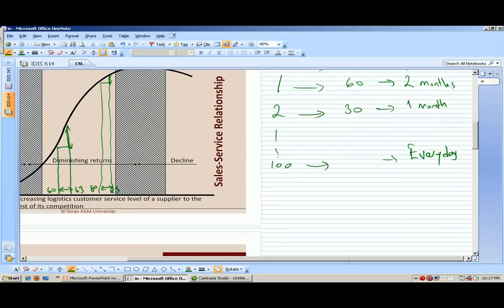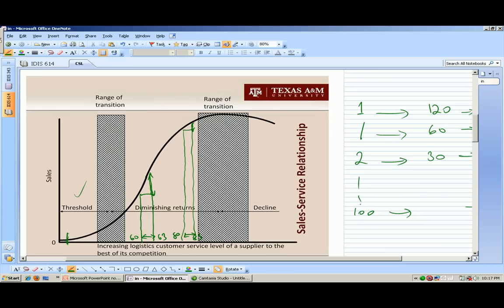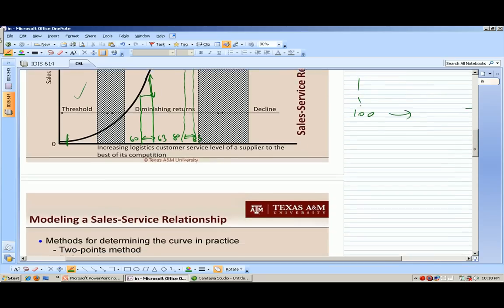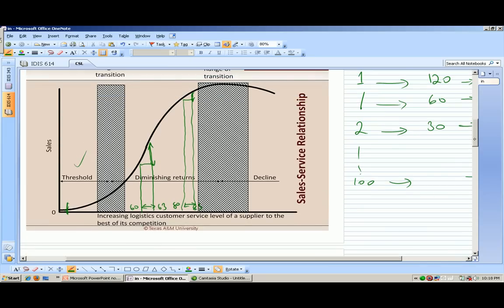Okay, so if I go to this relationship graph, the question is, what is this graph in real life? Unfortunately, it is impossible or practically impossible to come up with this actual graph, so we need to come up with some ideas. Okay, there are a couple of ways of coming up with this sales customer service level relationship. One thing I need to mention is that in this graph we are looking at the diminishing return area, because this is the place I get most of the sales. I'm gonna look at this area and try to come up with some ideas.